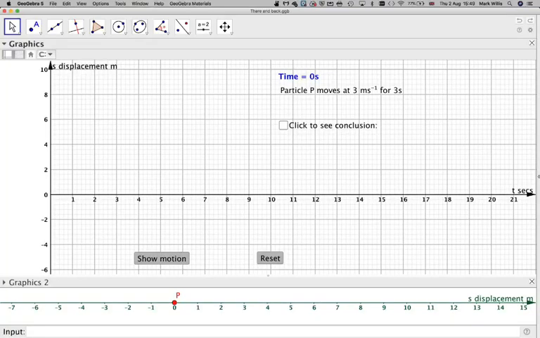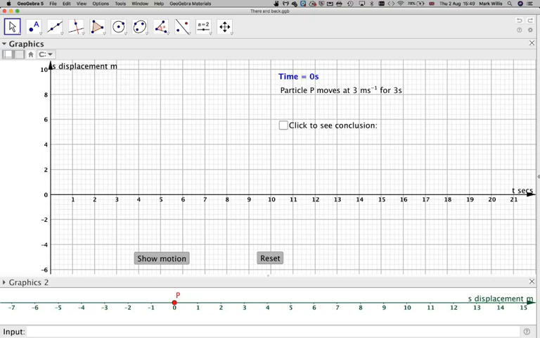Okay, this is the second video. Here we have a particle P. It says the particle moves at 3 meters per second for 3 seconds. So for every one along, it's going to go 3 up. And therefore in 3 seconds, it's going to go up to 9 like that.